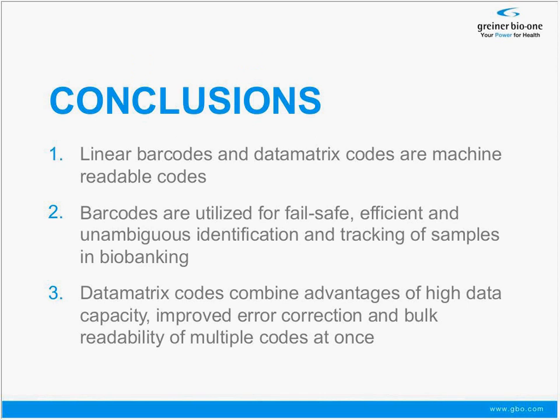I want to conclude this last chapter of my webinar. Linear barcodes and data matrix codes are machine-readable codes. They are utilized for fail-safe, efficient, and unambiguous identification and tracking of samples in biobanking. Data matrix codes combine a few advantages over linear barcodes, and amongst them are high data capacity, improved error correction, and bulk readability of multiple codes at once.